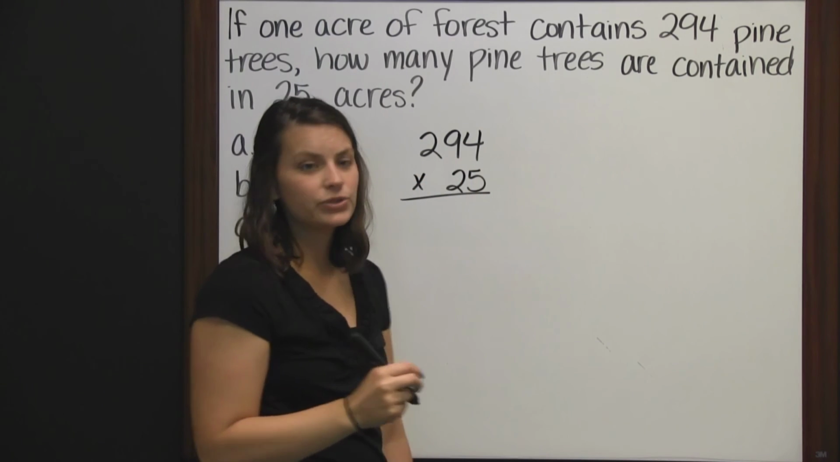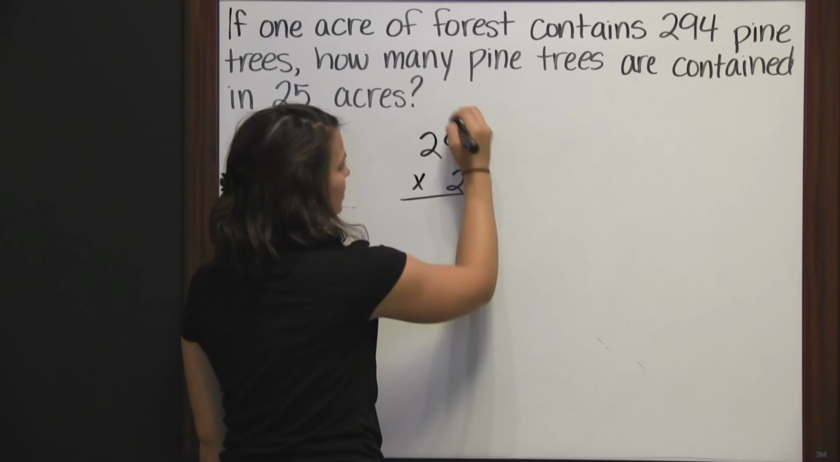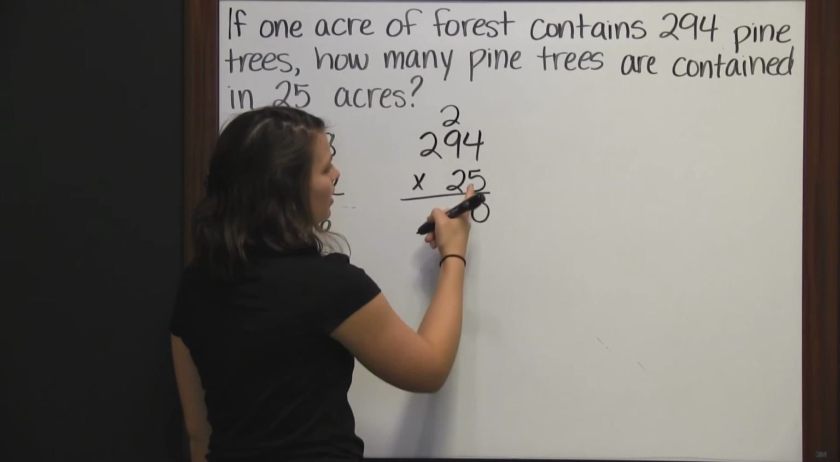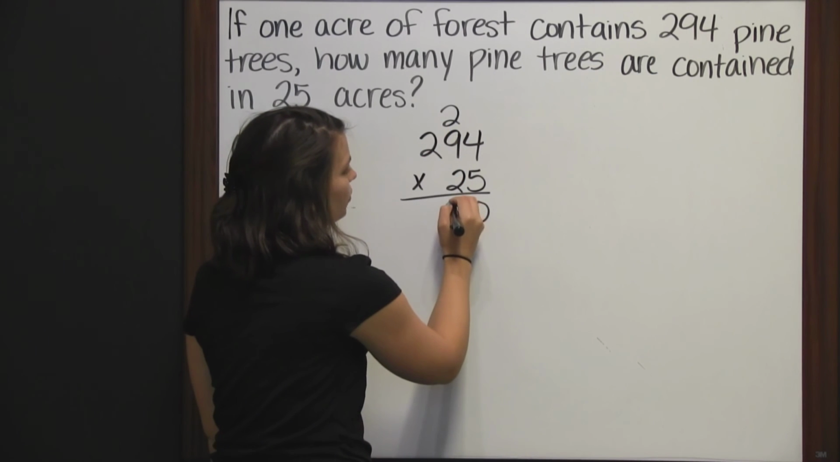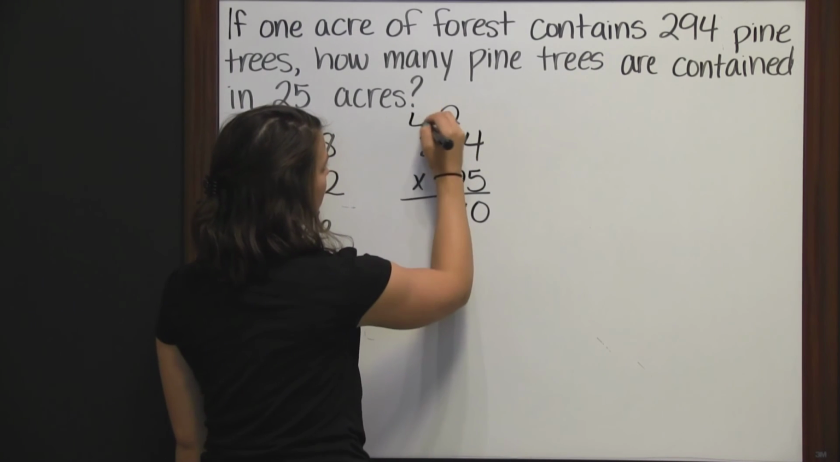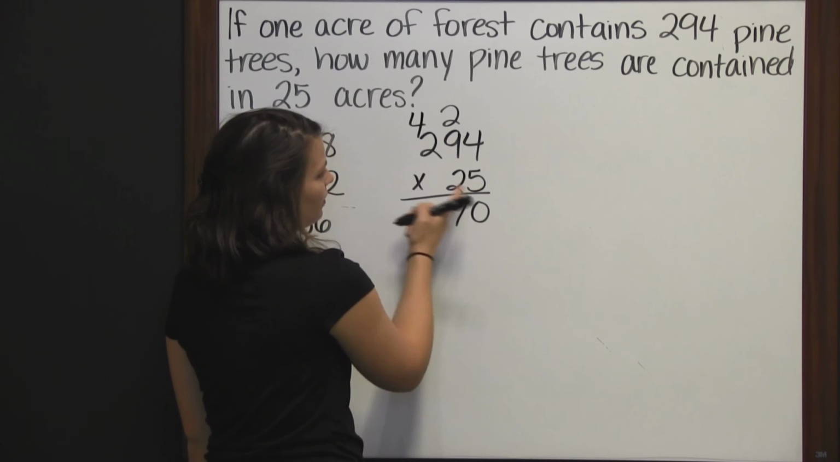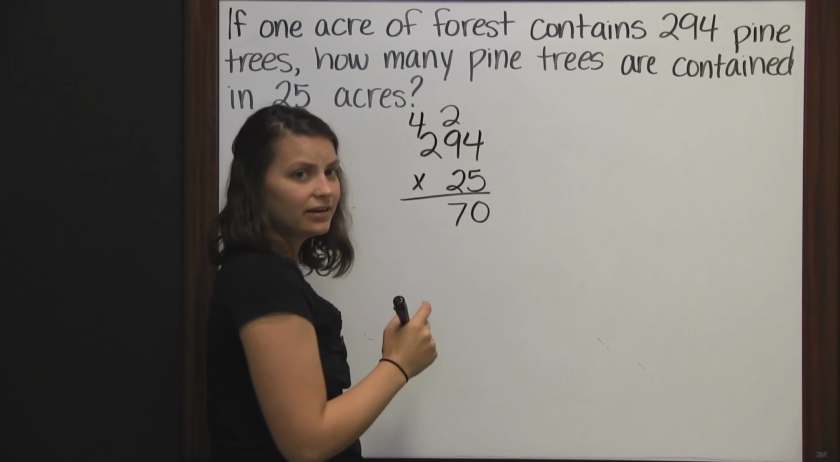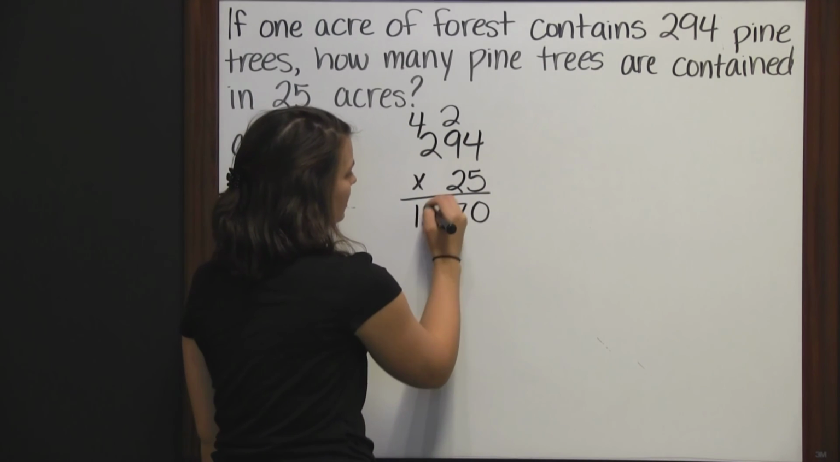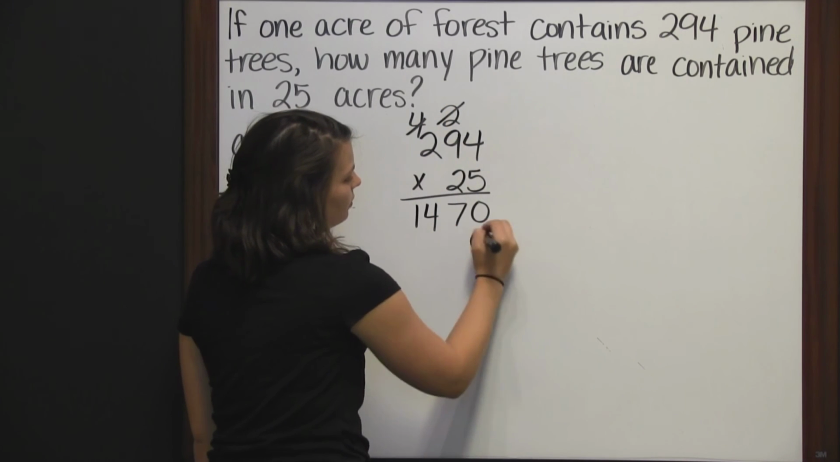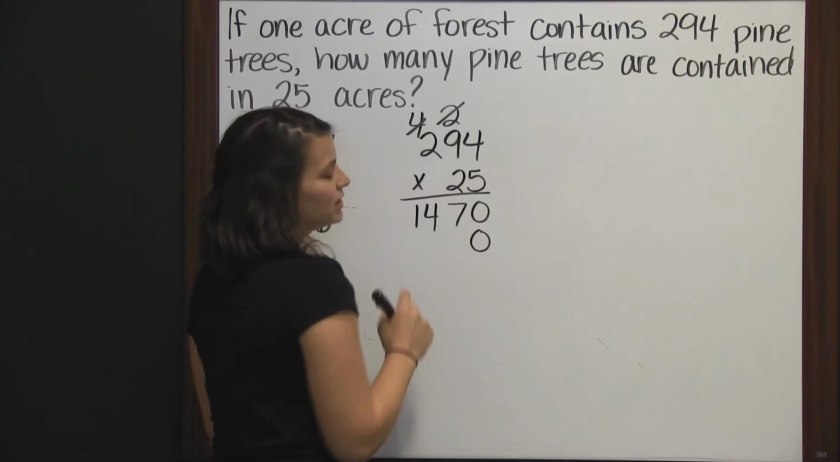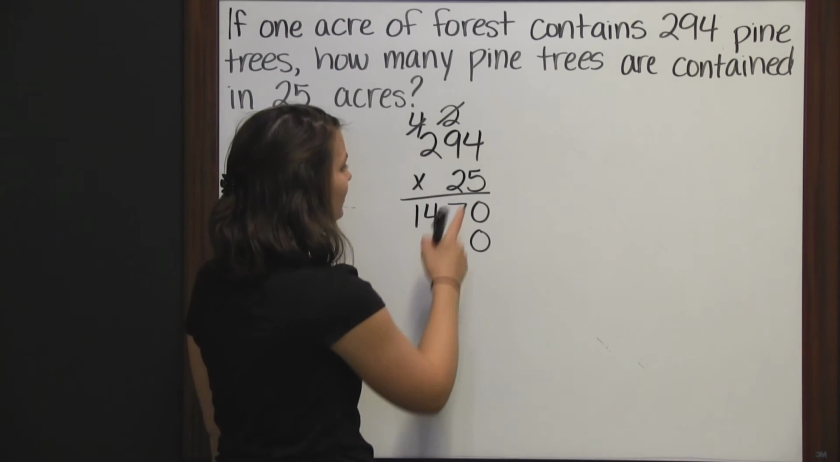5 times 4 is 20, so write the 0 and carry the 2. 5 times 9 is 45, plus 2 is 47, so write the 7, carry the 4. 5 times 2 is 10, plus 4 is 14. And we'll get rid of these, put a 0 placeholder to move over to the tens place and multiply.